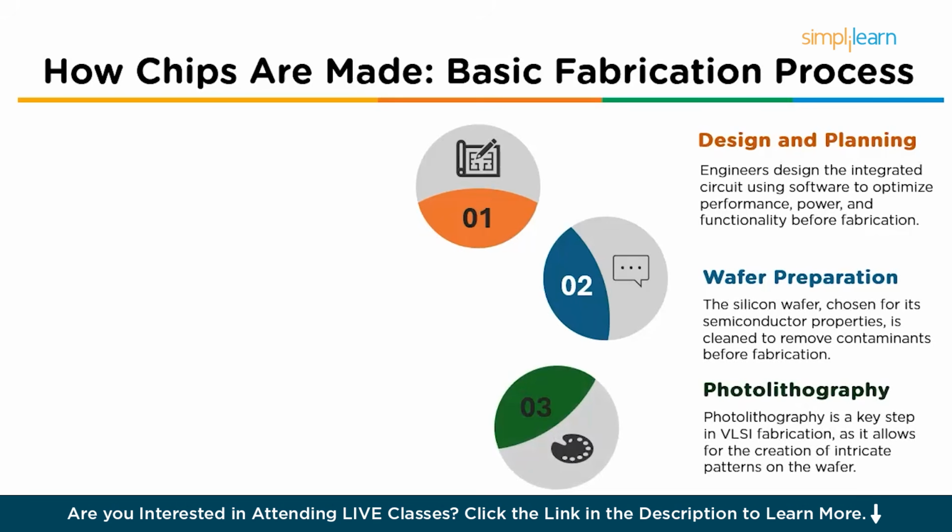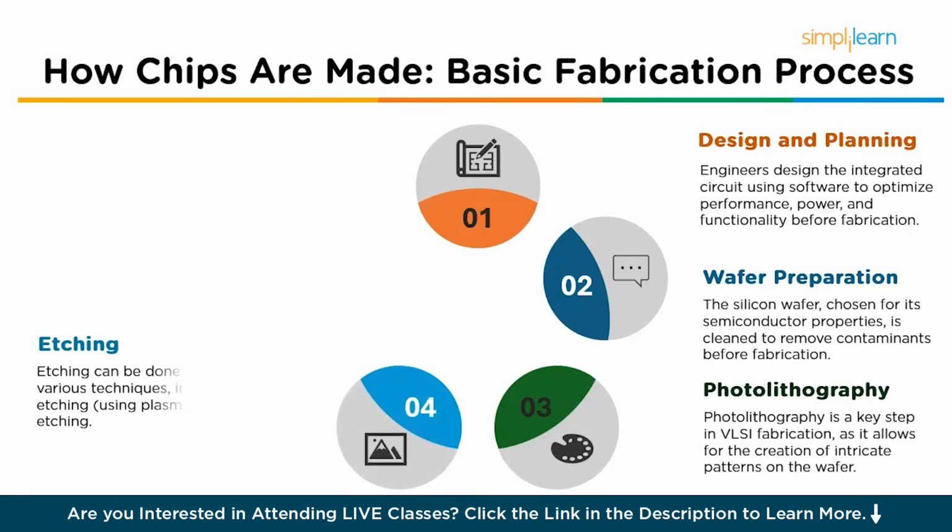Once the wafer is prepared, the next step is photolithography, which is used to transfer the chip's design onto the silicon wafer. A layer of light-sensitive material called photoresist is applied to the wafer. The wafer is then exposed to ultraviolet (UV) light through a mask that has the circuit design. The areas exposed to light undergo a chemical change, allowing the pattern to be developed on the wafer.